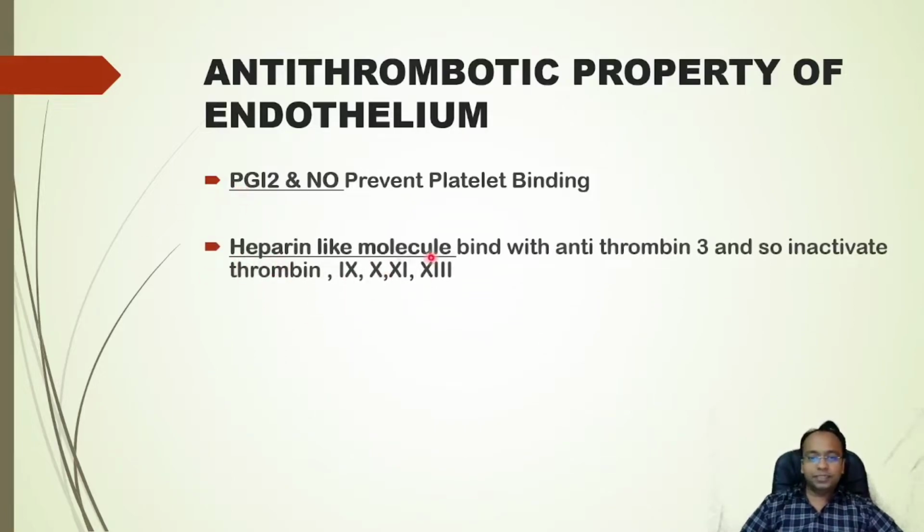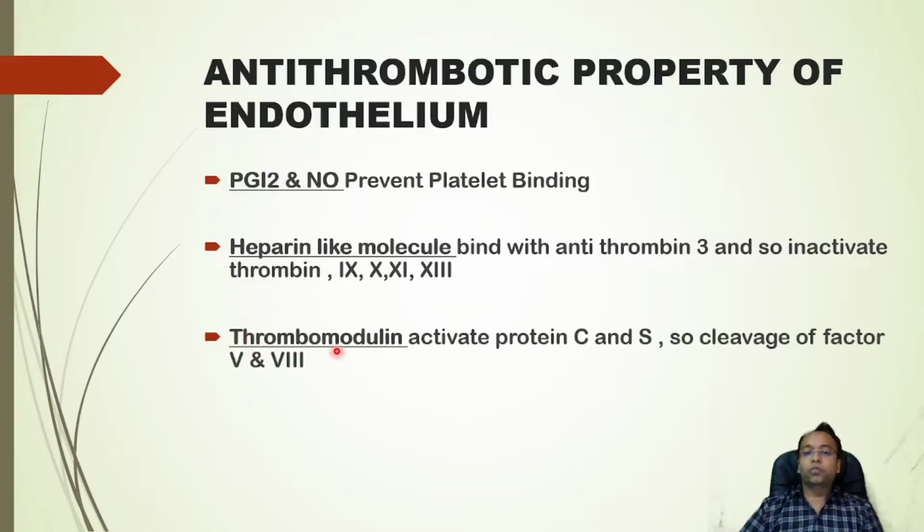All right, the endothelium can secrete heparin-like molecules which will bind with antithrombin III, and so it will inactivate thrombin and factors 9, 10, 11, and 12. So it will prevent coagulation. The endothelium can secrete thrombomodulin, which will activate protein C and S, and protein C and S have the action of cleavage of factor 5 and factor 8. By this way they will prevent clot formation, right?